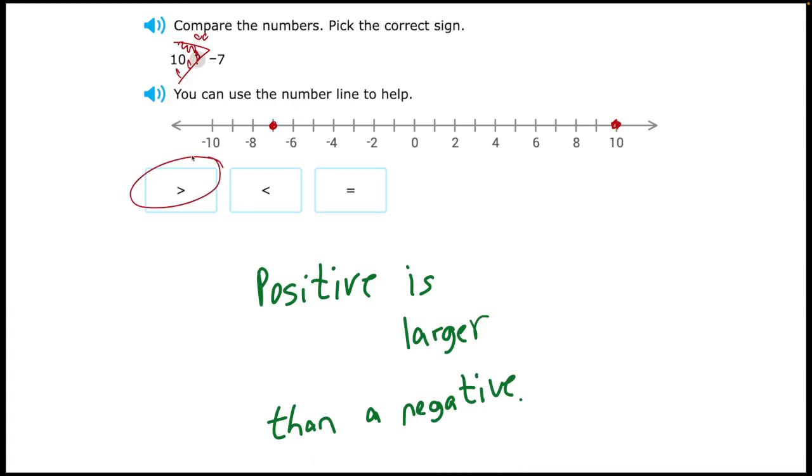And a pattern here: positive is always larger than a negative number. A positive will always be larger than a negative number.